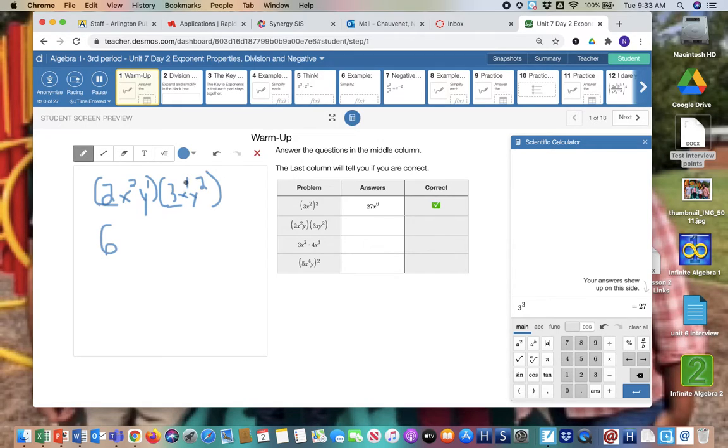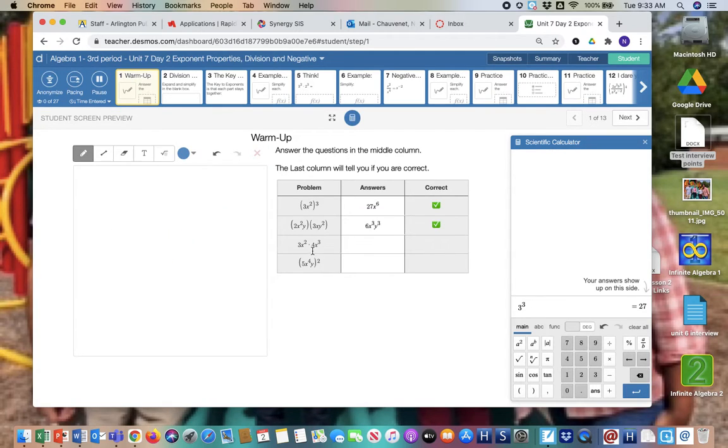X squared and x to the first, when you're asked to multiply the exponents, you actually add them, so you get x to the third. Y to the first and y squared, when you're asked to multiply, you actually add the exponents. So 1 and 2 gives us 3. So we get 6x to the third, y to the third. So that's what we're going to have here. 6x to the third, y to the third. So you'll see that you're correct again.